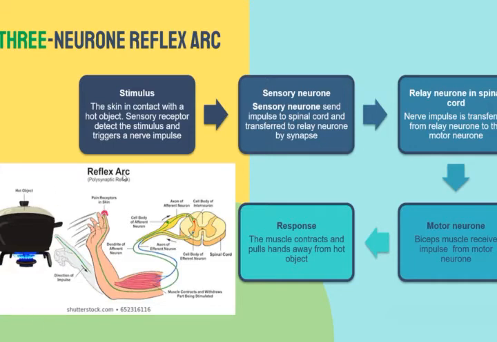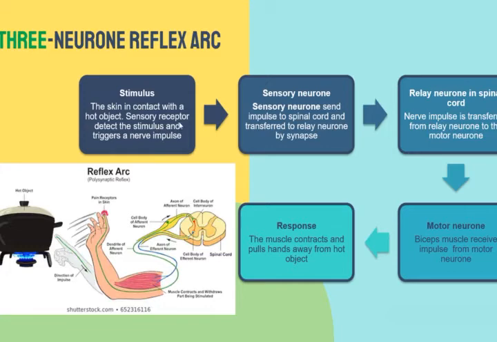Okay, so let's take a look at this diagram. This diagram shows the reflex action, whereby this person touches a hot object, and the reflex action occurs here. We go to the stimulus. The skin is in contact with a hot object. So this person touches the hot object.